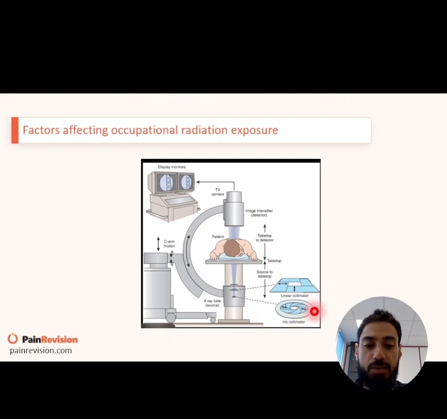You've got then an operator who is luckily enough standing far away outside of the screen. So you've got operator factors, and then you have procedure factors, the procedure you're doing itself. How can it affect the radiation?